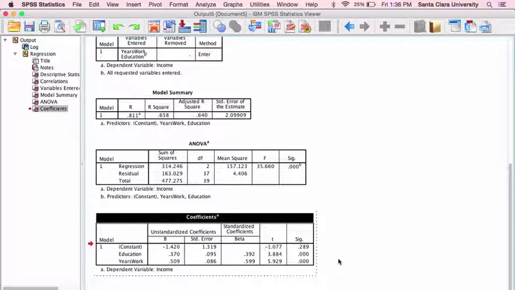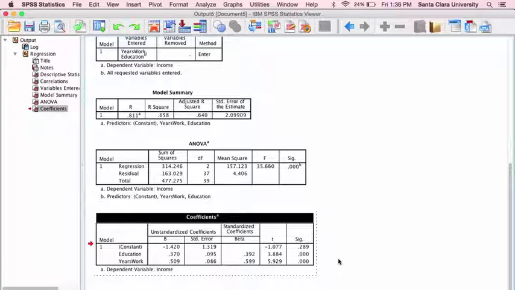So how much money one makes in a month is predicted by years of education and years in the workforce. Both are unique predictors. Years in the workforce is a stronger predictor than years of education, but they are both significant even when controlling for the other predictors. So years of education is a significant predictor of income even after controlling for the effects that years in the workforce has on income, and vice versa. Years of work is a significant predictor of income even after controlling for the variance that was explained by years of education.